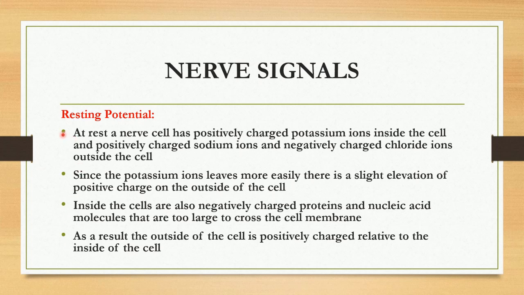So at rest, a nerve cell has positively charged potassium ions inside the cell and positively charged sodium ions and negatively charged chloride ions outside the cell. Since the potassium ions leave more easily, there is a slight elevation of positive charge on the outside of the cell. Inside the cell are also negatively charged proteins and nucleic acid molecules that are too large to cross the cell membrane. As a result, the outside of the cell is positively charged relative to the inside of the cell. This membrane potential, also called a resting potential in nerve cells, is a characteristic of cells in general.